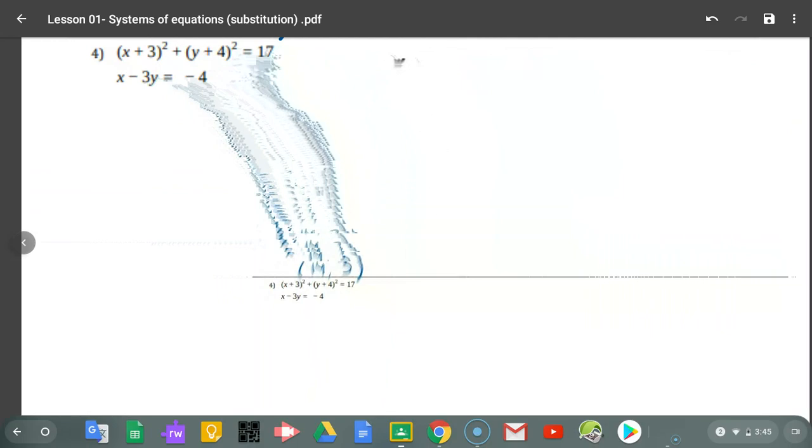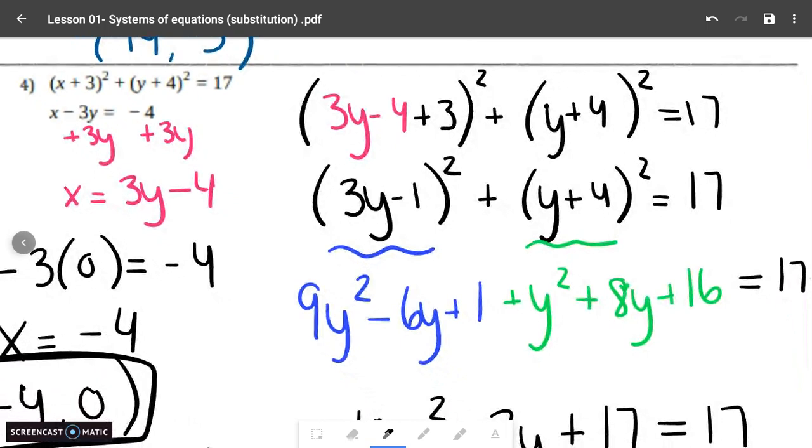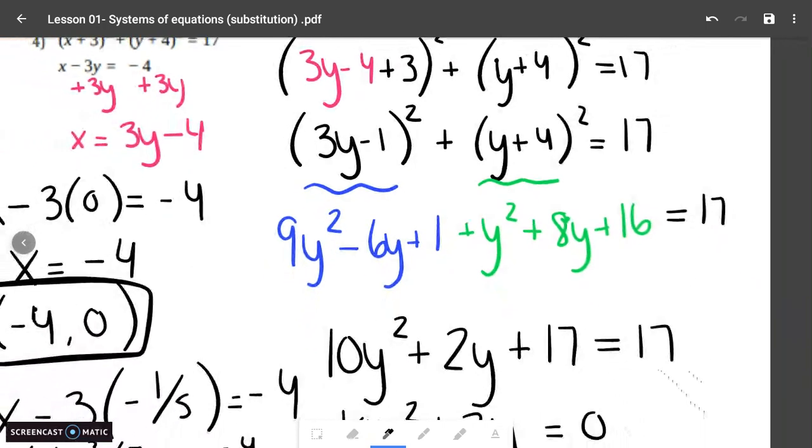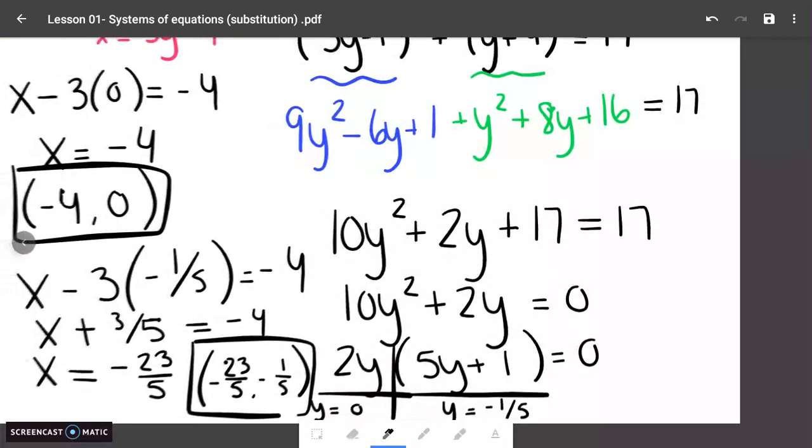So we plug the 3y minus 4 into that left parenthesis where x was. That means I'm going to have 3y minus 1 when we combine the negative 4 and 3. When I distribute that, I should have got 9y squared minus 6y plus 1. We also get the y squared plus 8y plus 16, all equal to 17. Combine like terms.